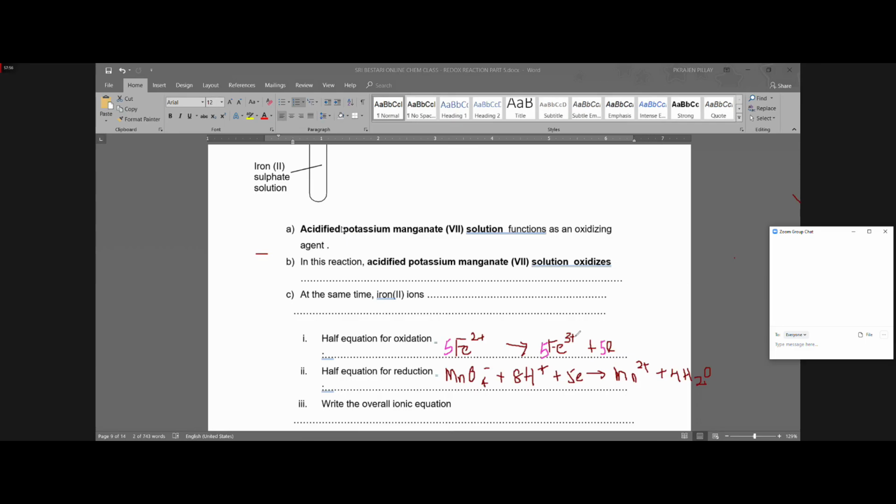Fe2 plus, MnO4 minus. I've already multiplied by 5, remember? 5Fe2 plus. Try again. 5Fe2 plus, MnO4 minus, plus 8H plus, arrow 5Fe3 plus, plus Mn2 plus, plus 4H2O. Well done. See? Not a problem.